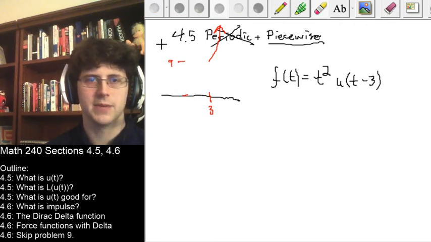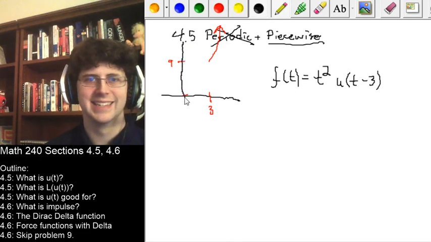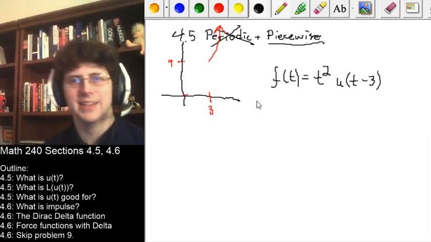And I erased the y-axis. That's weird. Oh well. Great, it's back. Okay.